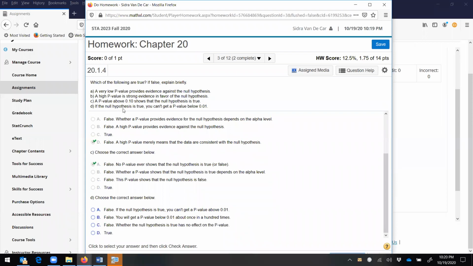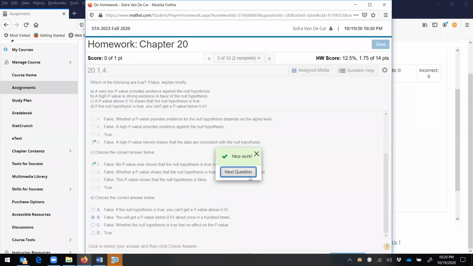And then D. If the null hypothesis is true, you can't get a p-value below 0.01. That's false. Below this about once in 100 times. That's true. So remember what the p-value is representing. The p-value is how often you expect that result to occur given the null hypothesis is true. 0.01 would be 1 time out of 100, right? So that should be correct.